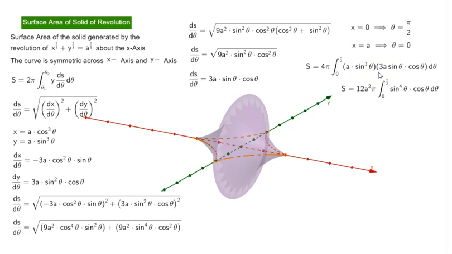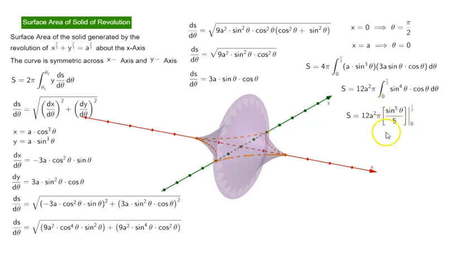Now simplifying this, 3 we can take it out. So 3 times 4 is 12. We have a times a, which is a square, again which we take it out because it's a constant. So we have 12a square pi times the integral from 0 to pi by 2 of sine to the power of 4 theta times cos theta d theta. Now integrating, what do we get? We get sine to the power of 5 theta by 5.